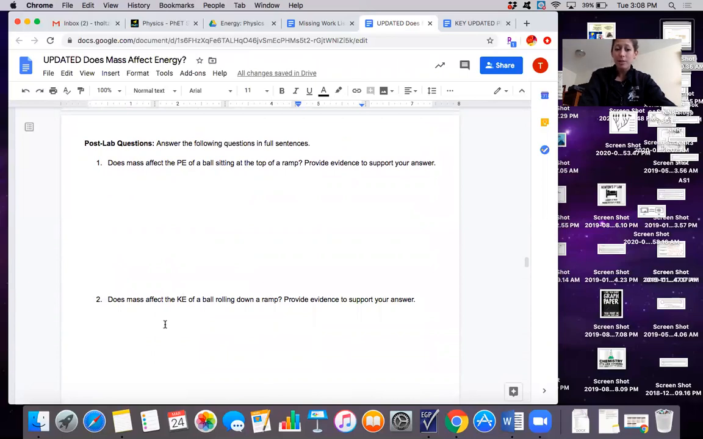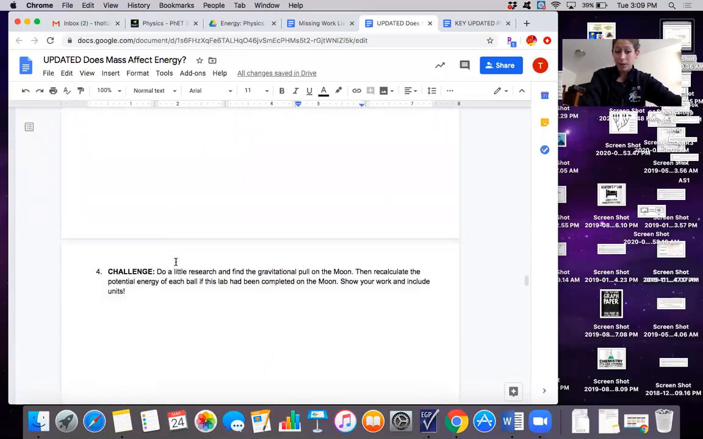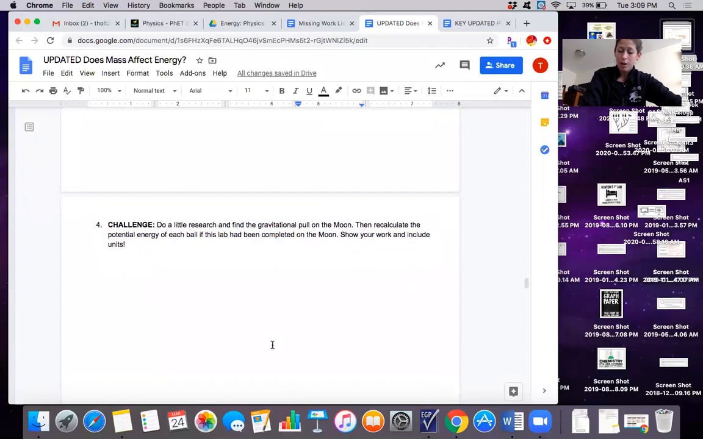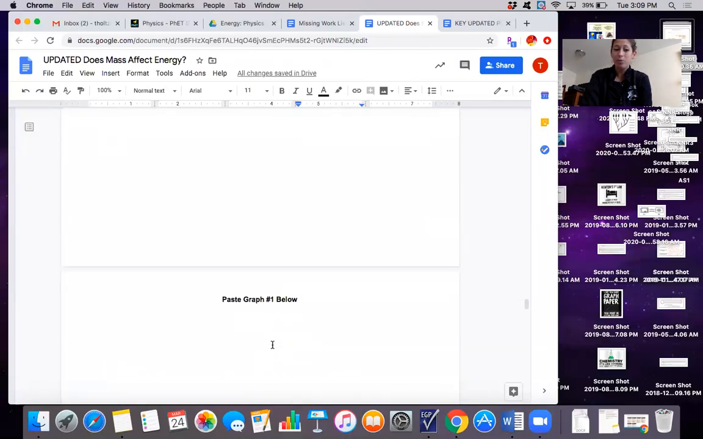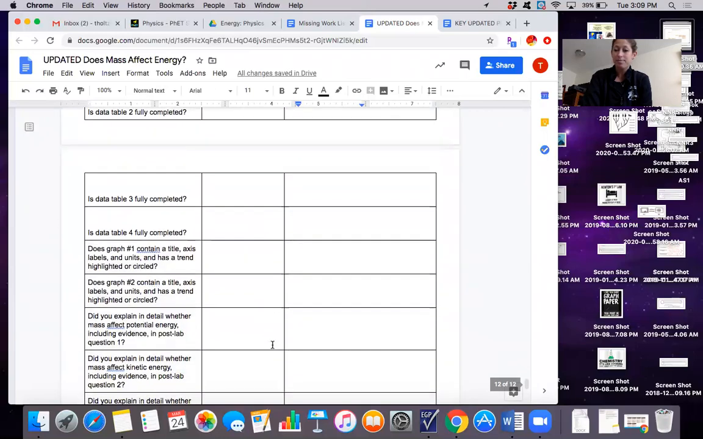2, does mass affect the kinetic energy as it rolls down the ramp? Use evidence, use data from your data table, 2 pieces of comparative evidence. Which affects kinetic energy more, mass or velocity, and explain your answer. And then a challenge. Do a little research, find the gravitational pull on the moon, and recalculate the potential energy of each ball if this lab had been completed on the moon. And then we've got our checklist, and that's it.